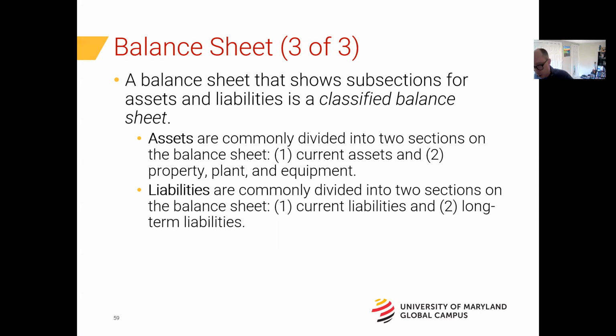Long term is greater than 12 months. This would include property, plant, and equipment. Those are known as fixed assets. They're long-term fixed assets.